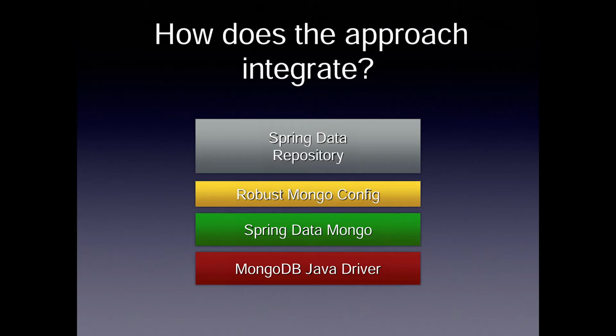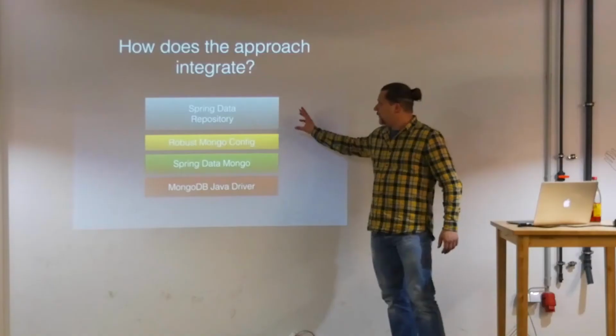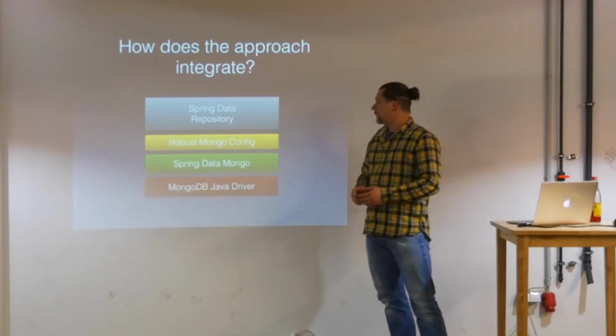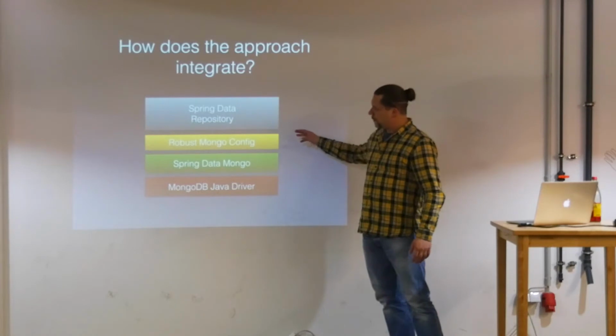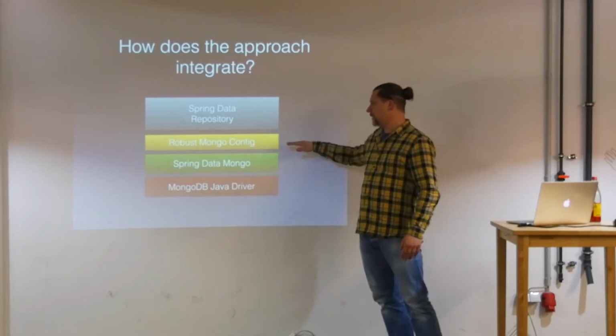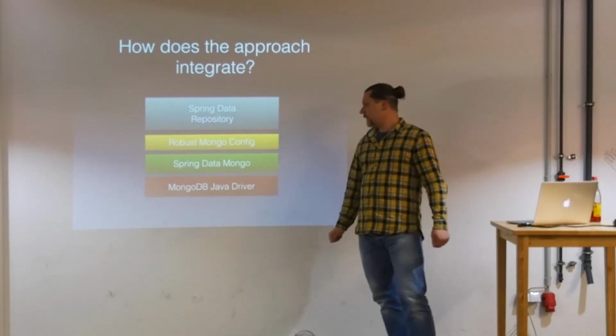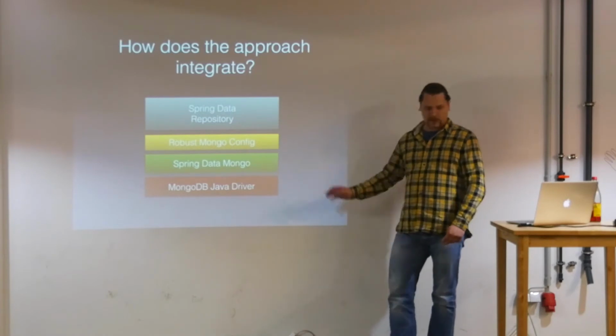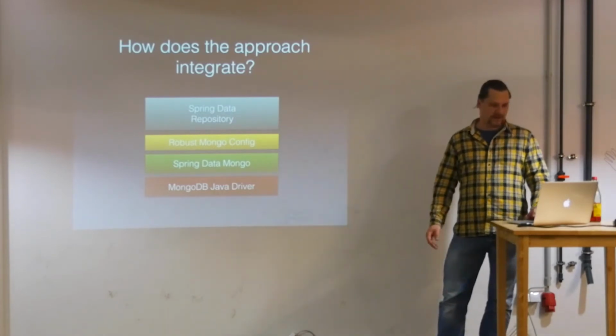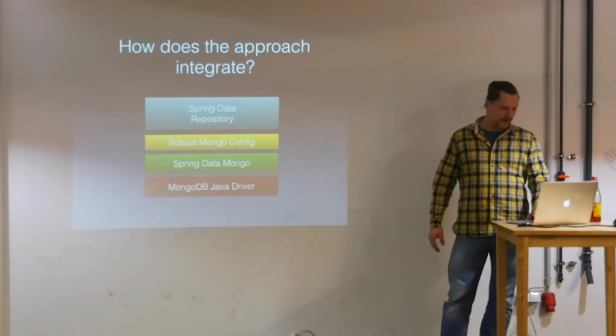So how does it integrate? At the top we have the Spring Data repository. The robust Mongo is a very thin layer on top of Spring Data Mongo. And at the bottom we have the Java driver, the Mongo Java driver.